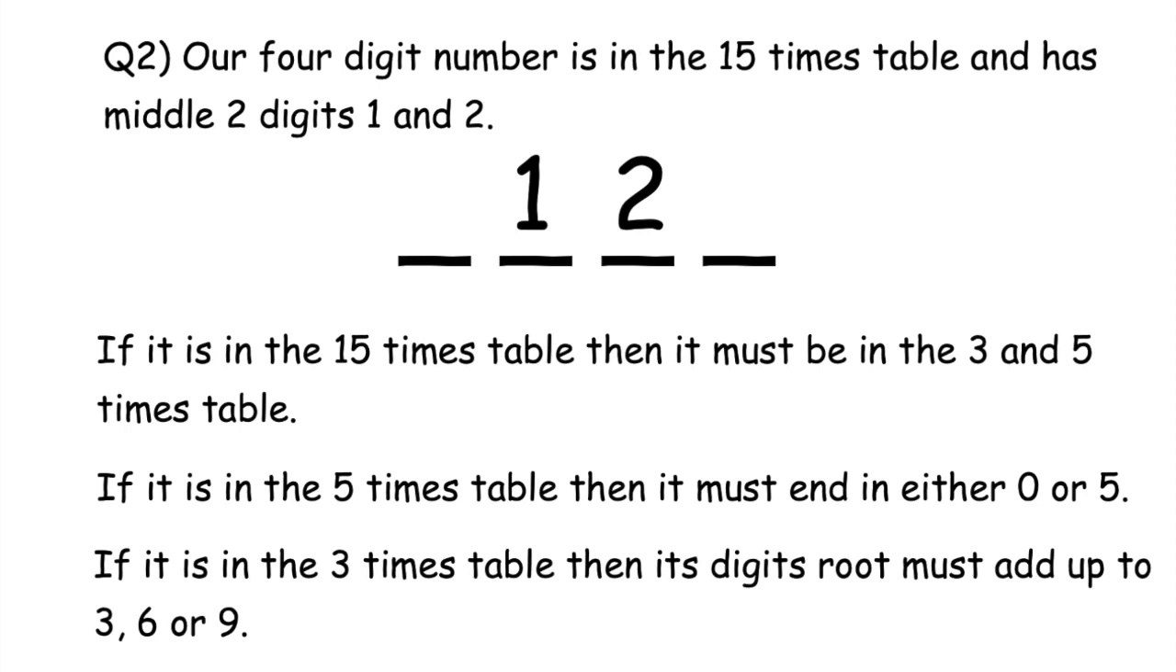So let's have a look. If we know it ends in a 0 or a 5, then we get a number that looks like this. So we have 0, 1 and 2. They add up to 3. So what do we need to add on to this to make it 3, 6 or 9? Well, we could put 0 there, but that's not really a 4-digit number, is it? 0, 1, 2, 0. That's just 120. It's really a 3-digit number.